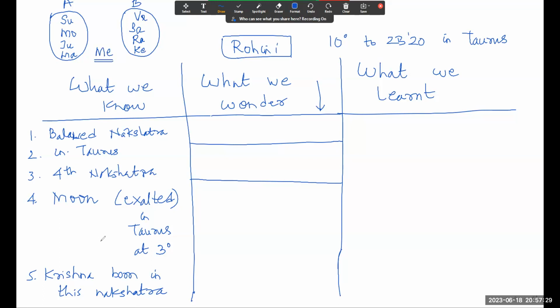I don't know the exact reason or logic behind this, but my opinion is these all work at the subtle level. Subtle means non-material plane. Because see, Sun is soul, Moon is mind, Jupiter is wisdom or discrimination, Mars is energy.